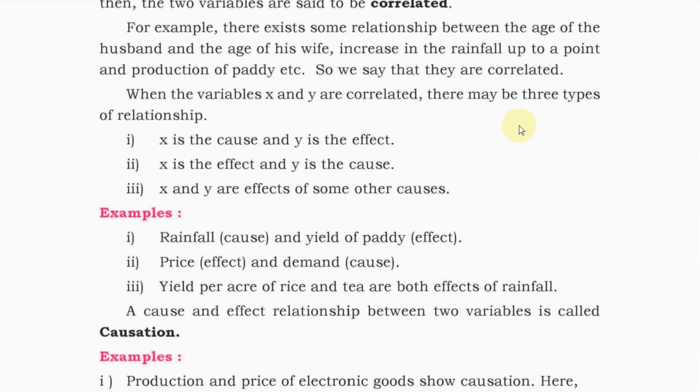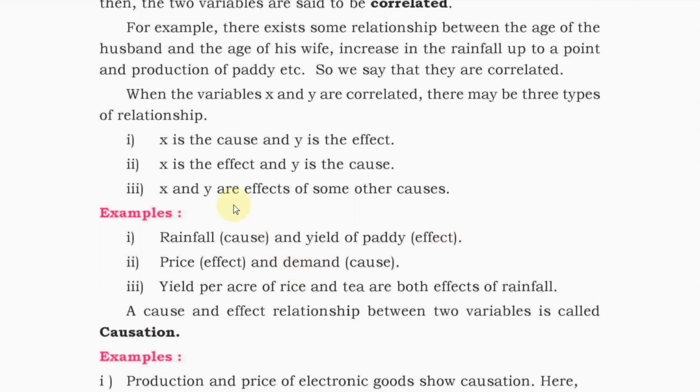So let us look at examples based on the three statements above. The first example is rainfall and yield of paddy. So rainfall is the cause and paddy is the effect. So rainfall resembles the variable x and yield represents the variable y of the first statement. So as the rainfall increases to a certain level, the yield gets better.